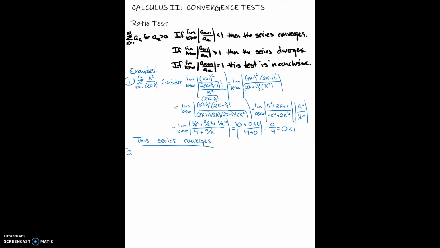Let's try another. Let's take a look at the sum as k goes from 1 to infinity. I'm sorry, let's start this one at 0 to infinity. And our series looks like k factorial over 5 to the k. Now because we're starting at 0, I do need to check what's going on at 0, evaluate this for the 0 term. That's 0 factorial over 5 to the 0, plus the sum as k goes from 1 to infinity of k factorial over 5 to the k.